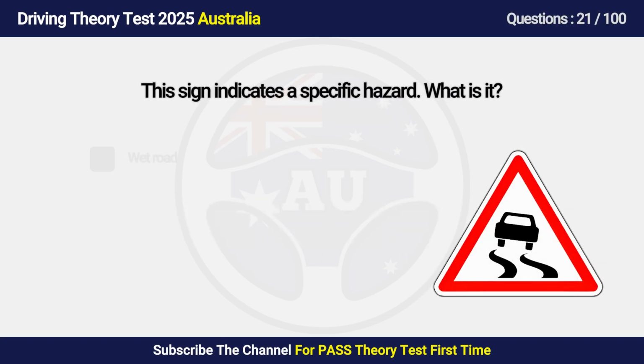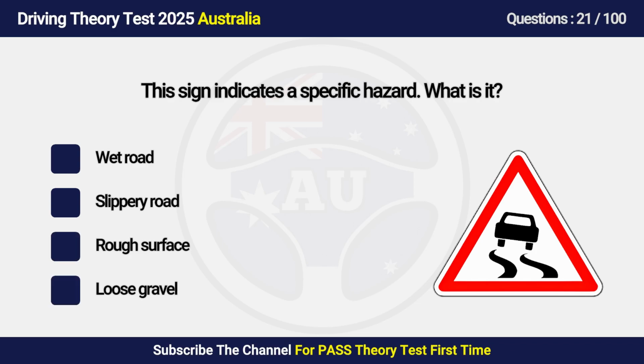Question 21. This sign indicates a specific hazard. What is it? A. Wet road. B. Slippery road. C. Rough surface. D. Loose gravel.